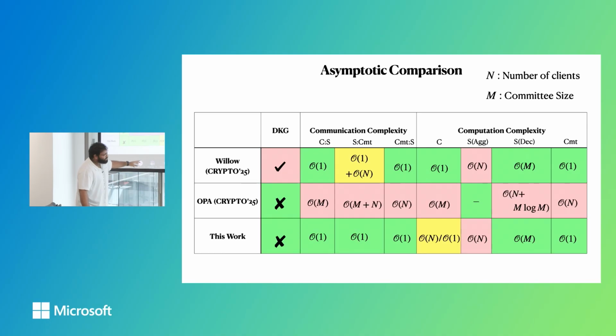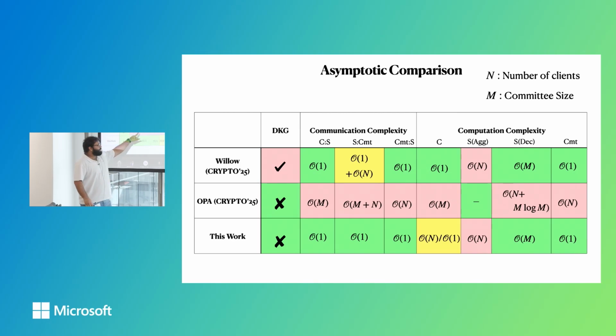So actually, let me just go to the next slide. This is an asymptotic comparison between those works and our work. The one thing with Willow is that they need a DKG for those parties, so that's not that great. Whereas our work and the other work at Crypto don't need any DKG. Where the protocol that I'm going to describe next is going to shine is that you only need constant communication everywhere, between client to server and server to committee.